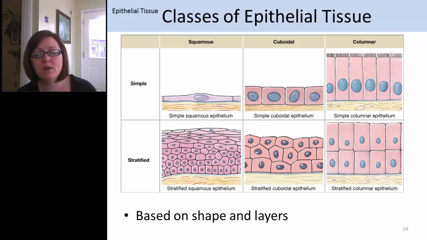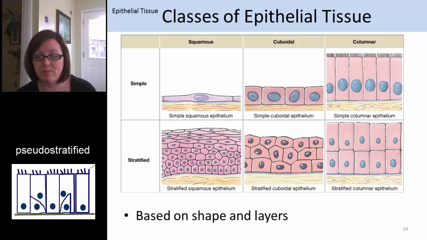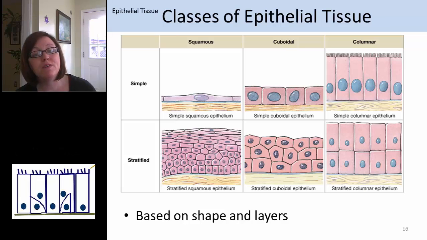There is one layering type that's not shown here, and that is the pseudostratified epithelium. Pseudo means false. So the pseudostratified epithelium is falsely stratified. It looks to be stratified, but if you look very carefully at it, it's not truly stratified.